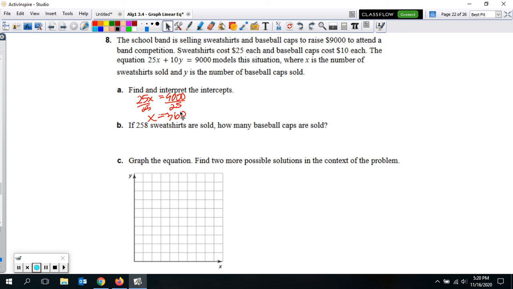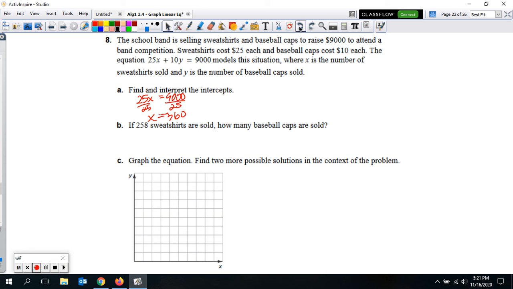So basically what that is saying is, if I give 0 for y, which means we have no caps sold at all, no baseball caps, 0 of them, how many sweatshirts do we have to sell in order to get 9,000? We need to sell 360 sweatshirts to equal the $9,000. So that's one way to get the $9,000, only in sweatshirts alone. We have to sell 360 of them.